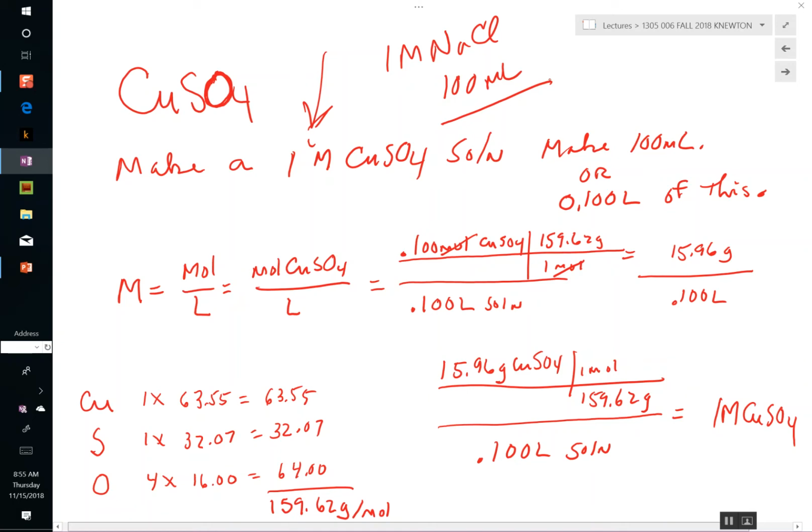Uh-oh, I've reached the solubility limit of the copper sulfate. I can't get it all to go into solution, so I can't make a 1 molar copper sulfate solution. I do have 1/10 of a mole of copper sulfate in here, but it's not in solution. But you can see, it does make the point.